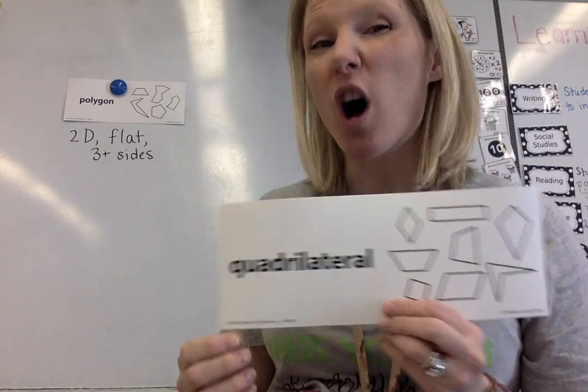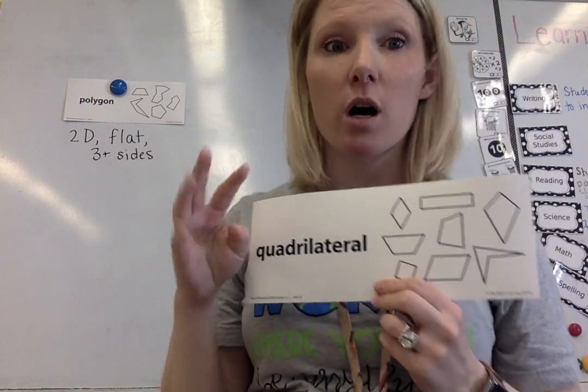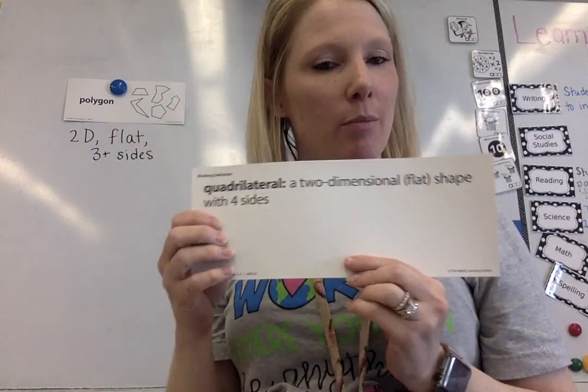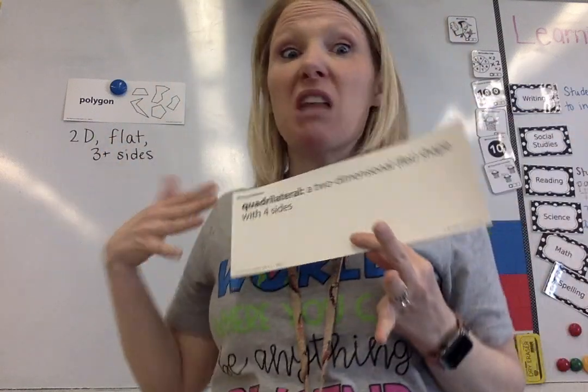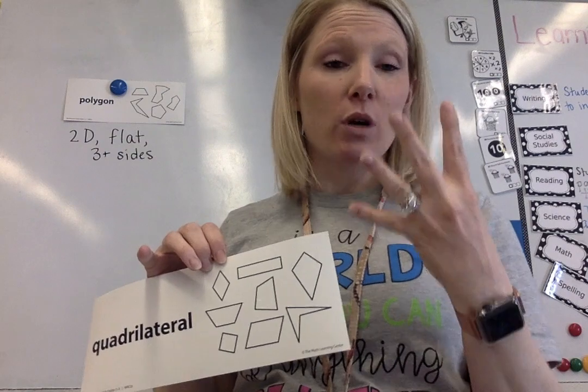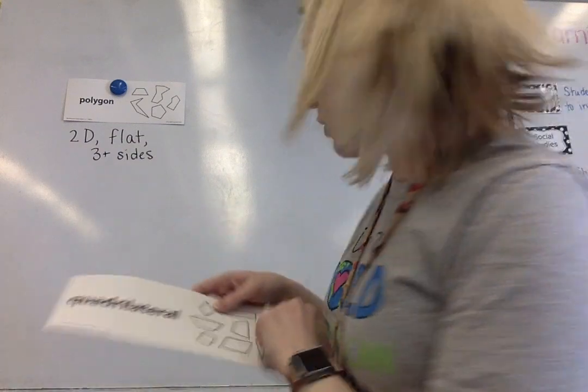Okay. Quad is also known as a 4. Like some people refer to, I'm going to ride my quad this weekend, because it's a 4-wheeled vehicle. So a quadrilateral is a 2D flat shape that has 4 sides. That's all it has to have. Okay, so that's why they have so many different shapes, because all that they have to have is 4 sides and it has to be flat. Okay.